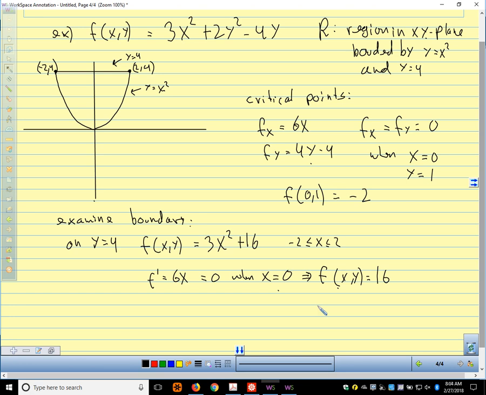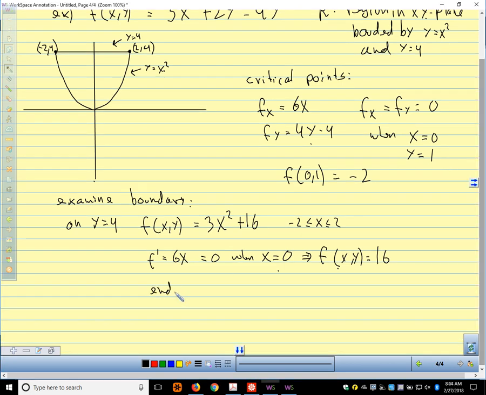All right, so that's our candidate for now for an absolute maximum. Now we'll look at the endpoints. F of negative 2, 4. I can substitute just negative 2 in here. And that's going to equal f of positive 2, 4. I have an x squared. Equals, when I substitute 2 in here, 28. So those are our maximums.